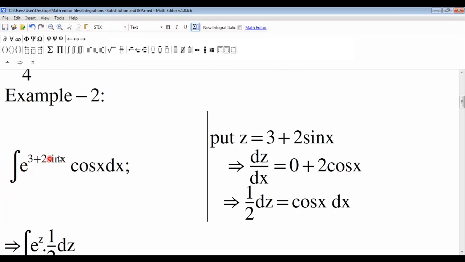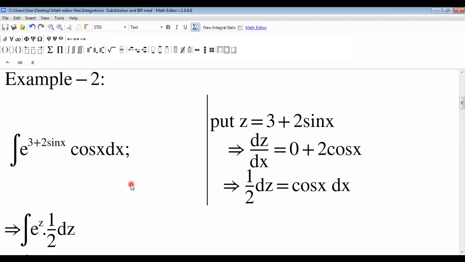Similarly, we can find this integration with respect to x by using the substitution process. Suppose e to the power 3 plus 2 sin x, cos x dx. How can we find this integral? Using the substitution process, suppose the whole power 3 plus 2 sin x is put as z equals 3 plus 2 sin x. So dz: the differentiation of 3 is 0, 2 is a constant, and the differentiation of sin x is cos x. So dz will be only 2 cos x. We can divide by 2 and cross multiply, and we get half dz equals cos x dx.